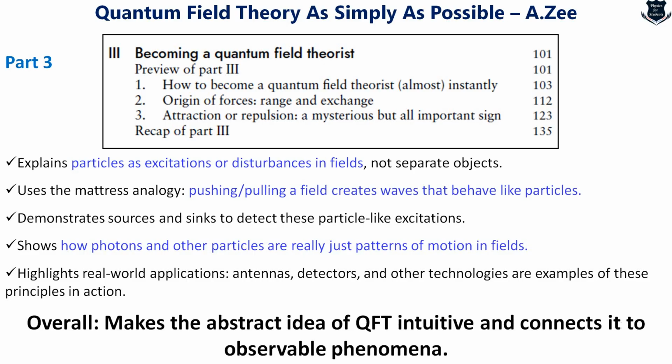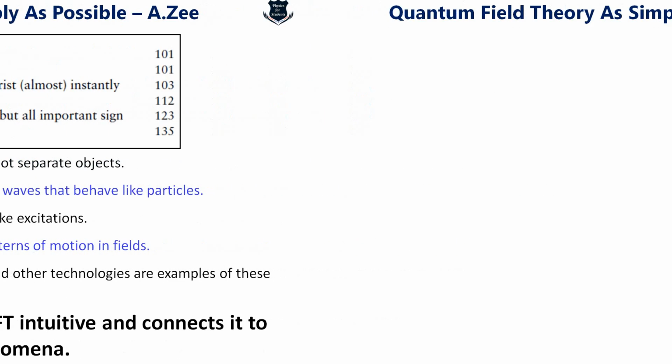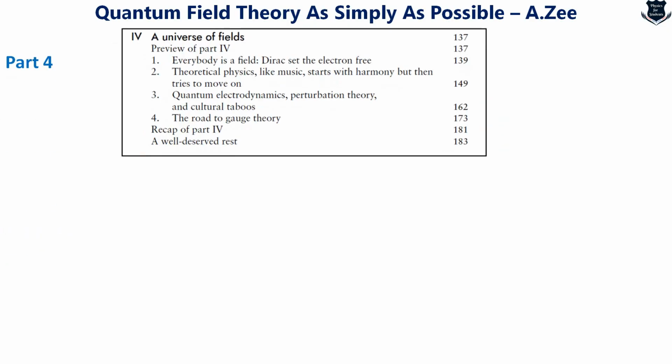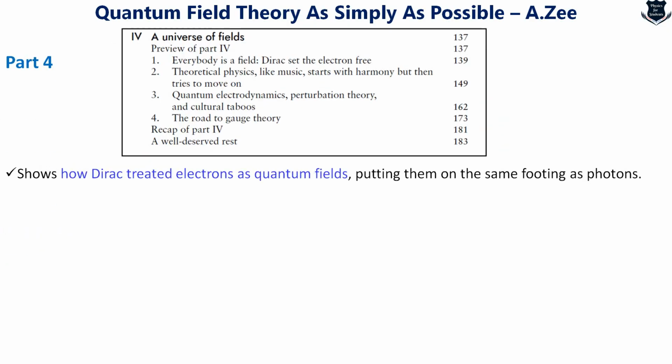So part 3, as we move in quantum field theory, Professor Z gives an absolutely great idea how these abstract ideas of QFT can connect to the observable phenomena. We move to part 4, where he talks mostly about how Dirac treated electrons as quantum fields.